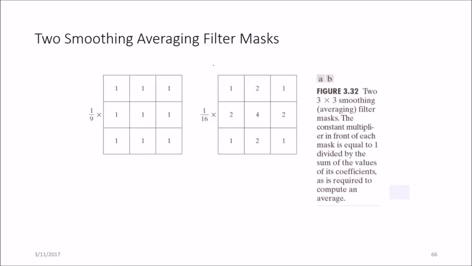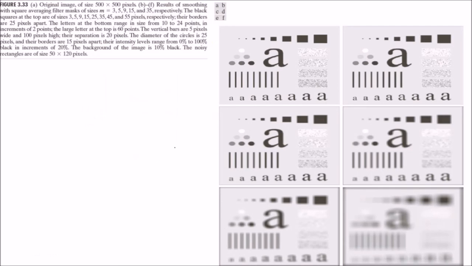These are the two smoothing averaging filter masks. These are your values and they are multiplied by 1 by 9. So these are two 3 by 3 smoothing or averaging filter masks. These are the weights. The constant multiplier in the front is 1 by 9 and 1 by 16, equal to 1 divided by the sum. If you sum it, it will be 9, so 1 by 9. If you sum it, it will be 16, so 1 by 16, as it is required to compute the average.